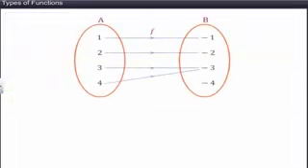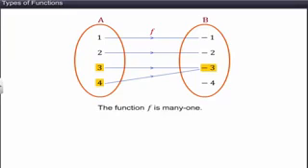For example, function f shown here is not 1-1 as 2 distinct elements, 3 and 4, of set A have the same image, -3 under f. Hence, function f is many-1.